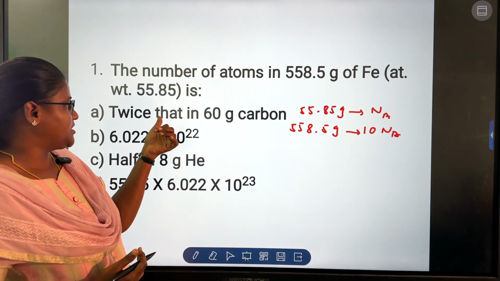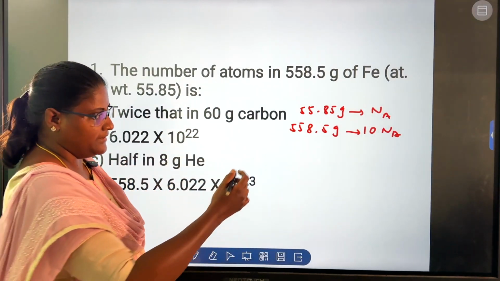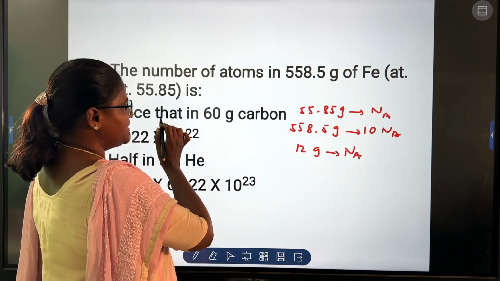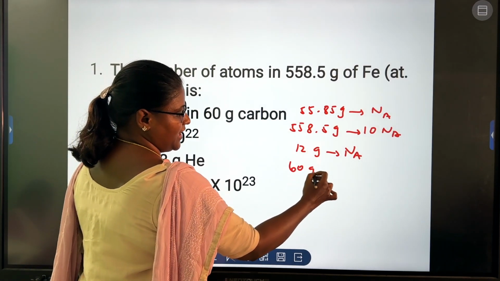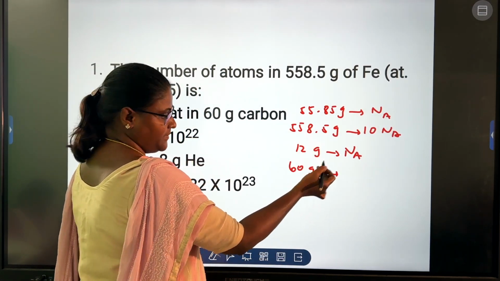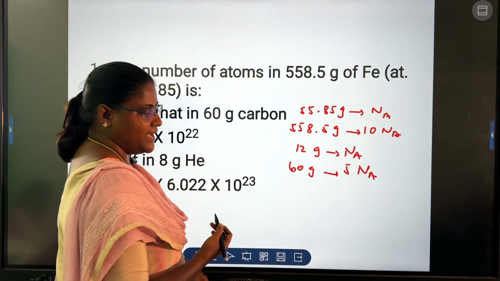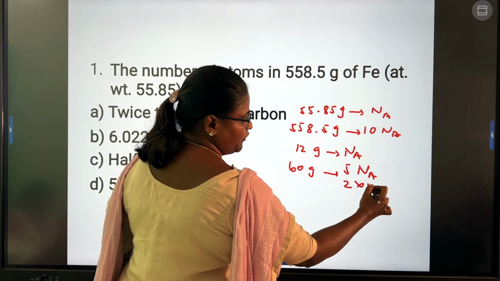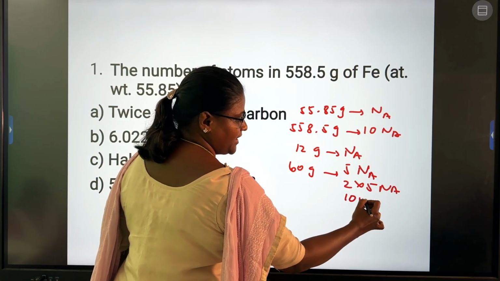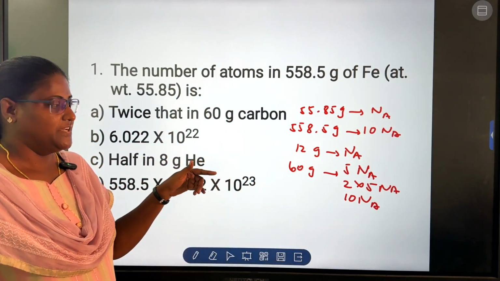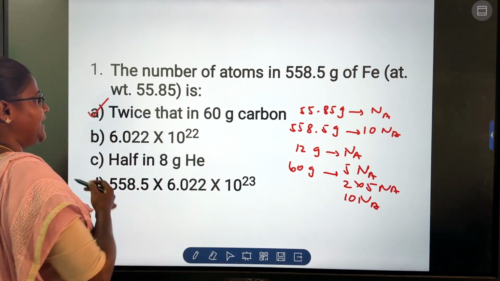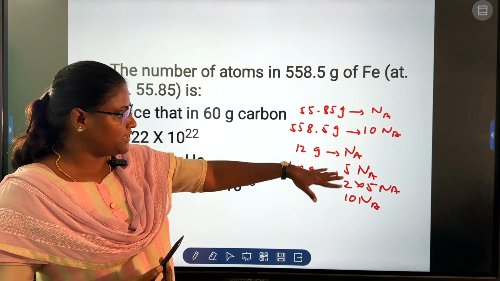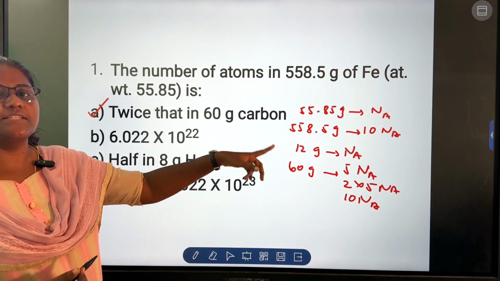When you look into the option, it is twice that of 60 grams of carbon. The mass of carbon is 12 grams, so 12 grams contains the Avogadro number, and for 60 grams of carbon you have to multiply by 5, so it is 5 times the Avogadro number. The option says it is twice that, so 2 into 5 times the Avogadro number, which is nothing but 10 times the Avogadro number. From this, it is clear that option A is the right answer, because 558.5 grams of iron is correlated to twice that of 60 grams of carbon.